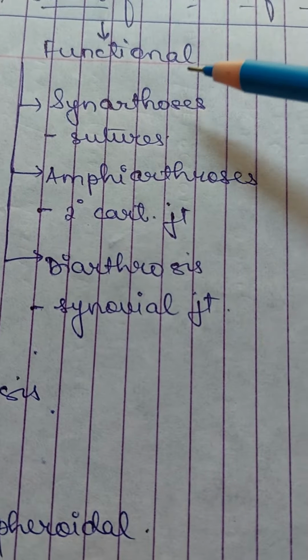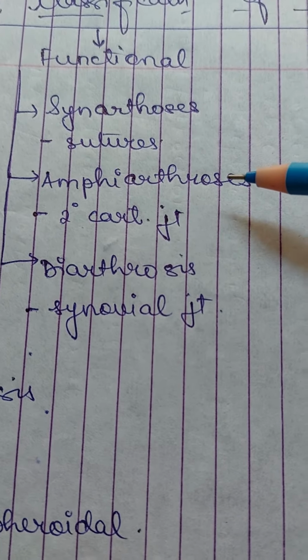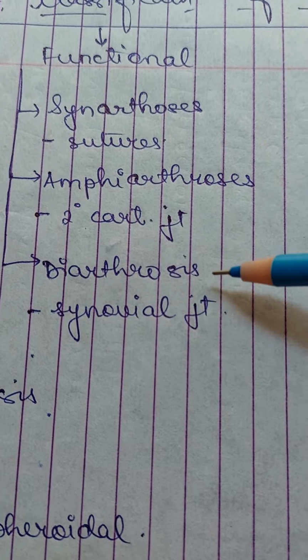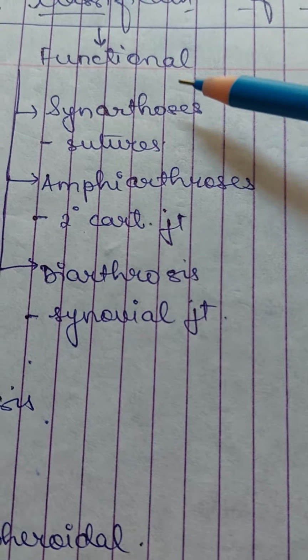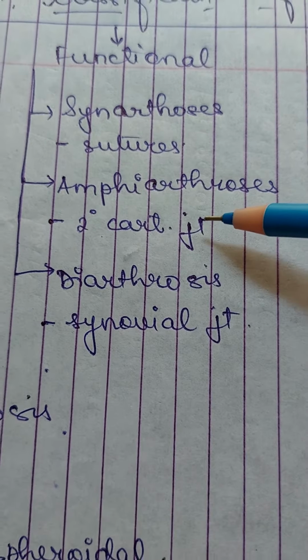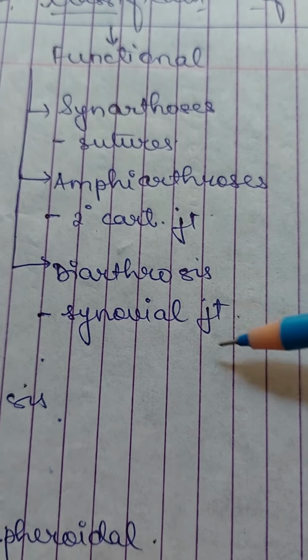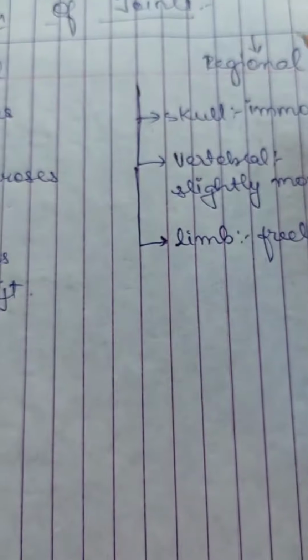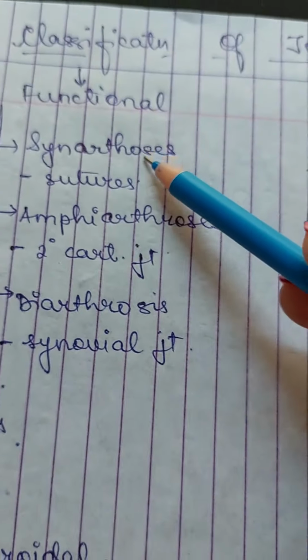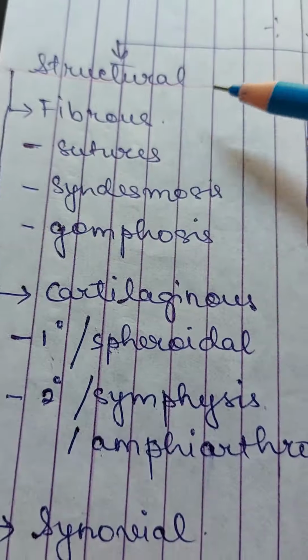Now, functional classification: we have synarthrosis, amphiarthrosis, and diarthrosis. Synarthrosis examples are sutures. Amphiarthrosis, we have the secondary cartilaginous joints, and diarthrosis are the synovial joints. Regional classification, functional classification. Let's talk about the structural classification.